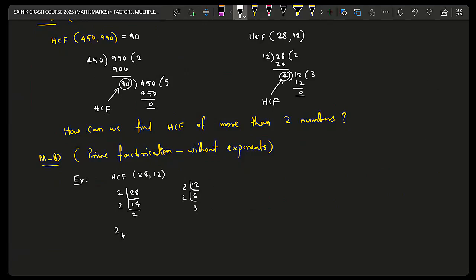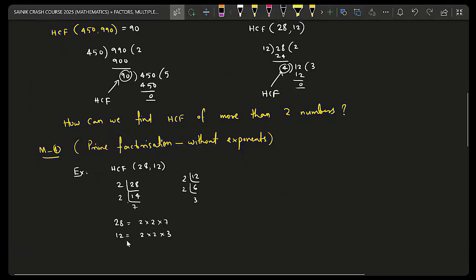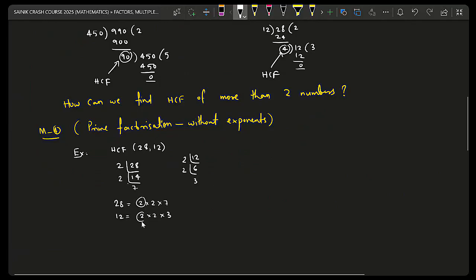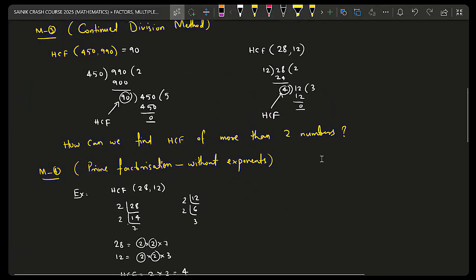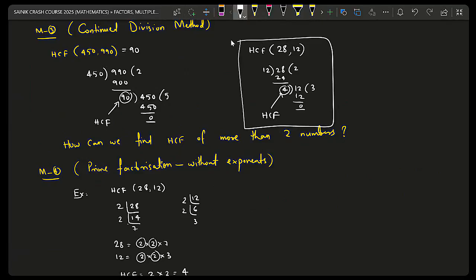So write 28 as 2 into 2 into 7, and 12 as 2 into 2 into 3, and round up the common factors. That is, 2 is common, 2 is common, so the HCF is going to be 2 multiplied by 2, you'll be getting 4. So the answer for this is 4. Which method did we use? That is the prime factorization method. You look at the previous method. Here also for the same question we got the same answer 4, and here also we got 4.